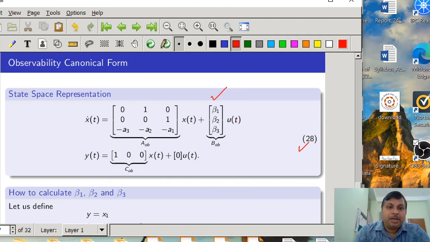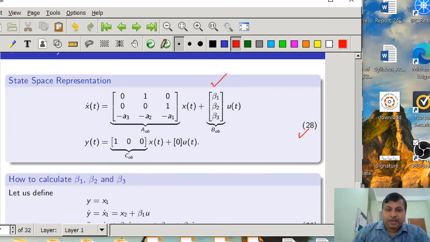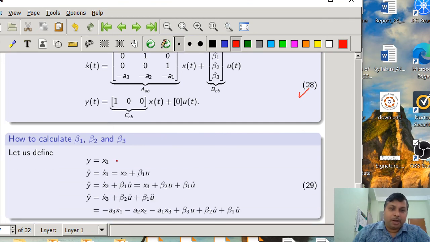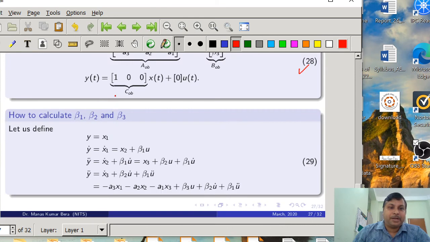So now here our job will be to find out what is beta 1, beta 2 and beta 3 in terms of A1, A2, A3, B1, B2, B3. So that is what we have to do. So now we will define that y equal to x1 for the observability canonical form.